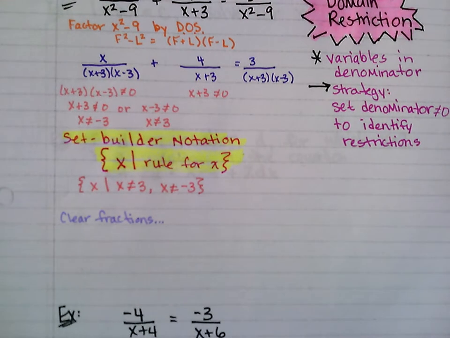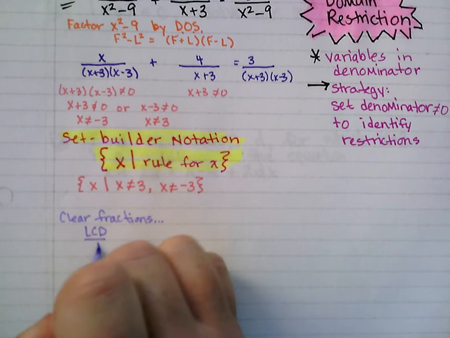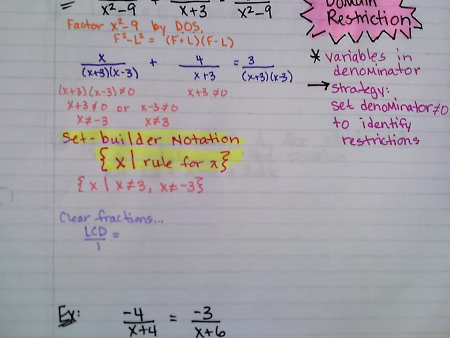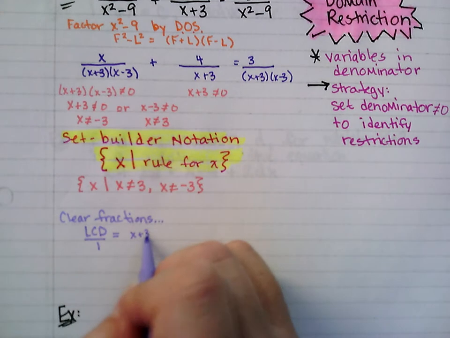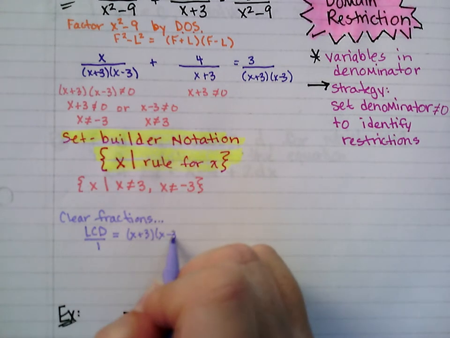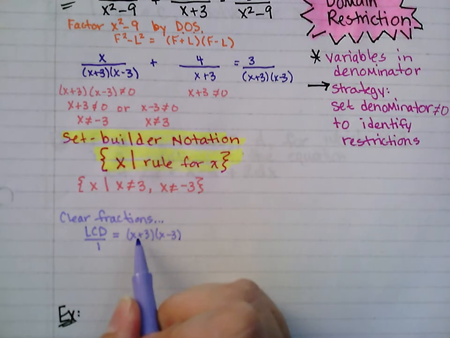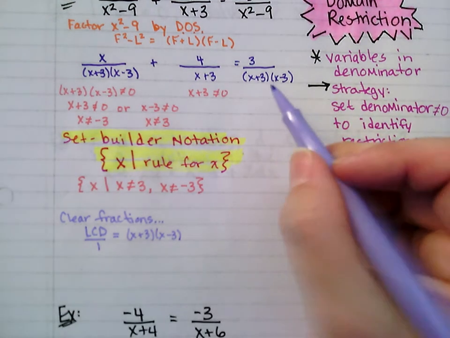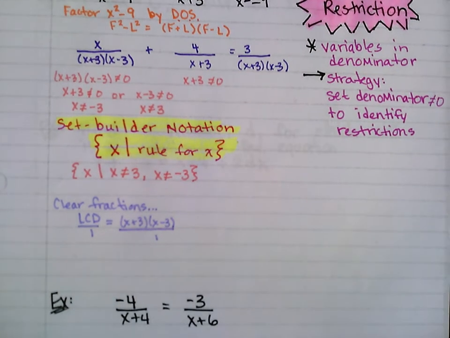Remember, to clear the fractions, we are going to multiply each term by the LCD over 1. So we need to know what the LCD is. From our first denominator, we have x plus 3 times x minus 3. The second denominator is x plus 3. I already have that in here, so I don't need it again. And the third denominator is the same. So that's what we're going to be using for our LCD.